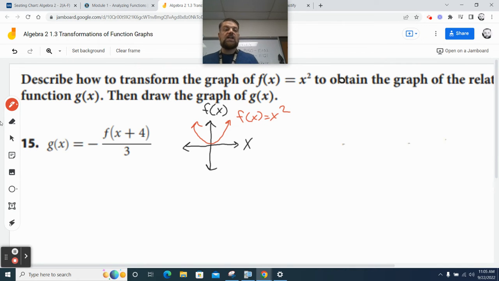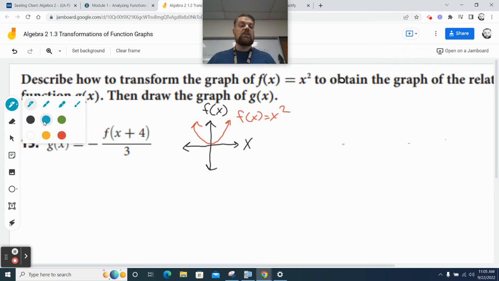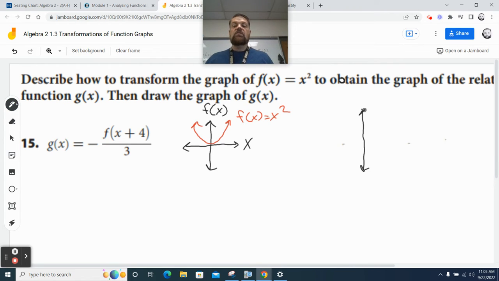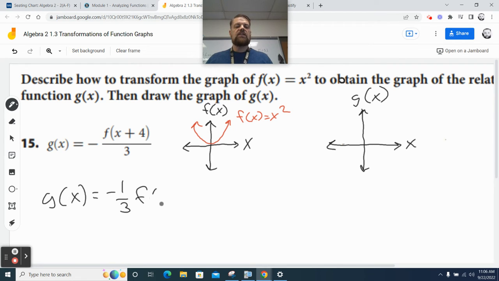And now we're going to try to guess, and then we'll use our calculator to verify. We're going to try to guess what g of x looks like. Now, these transformation skills are so helpful on standardized tests. A lot of times, Mr. Adams can look at a function or a graph and know the transformation and get a pretty good idea of how to graph it. So, first of all, let's rewrite this. This is the same as negative 1/3 times f of x minus 4.